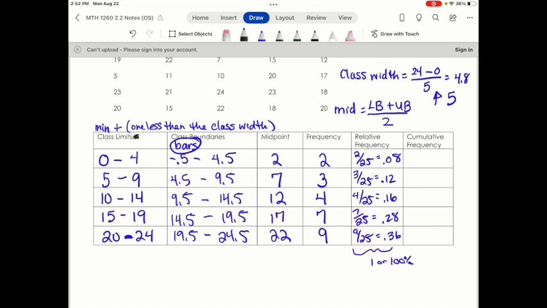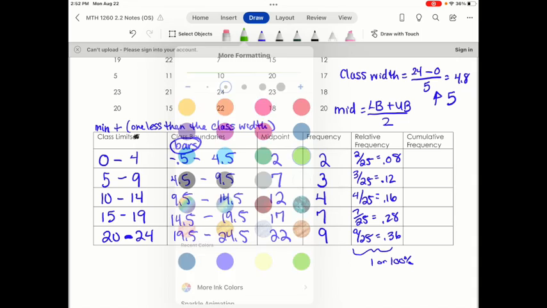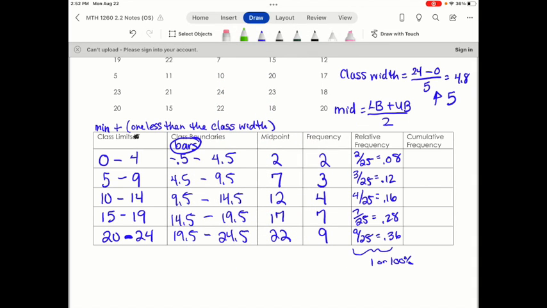Now, for the cumulative frequency, remember that's where we add it up for each row to see up to that point in total what's the frequency. So when we start with the cumulative frequency for the first row, we always start with 2. That's our first frequency. Then I want to see how much in total do I have in the first 2 rows. So I'm going to add the 2 and the 3. That gives me a 5.